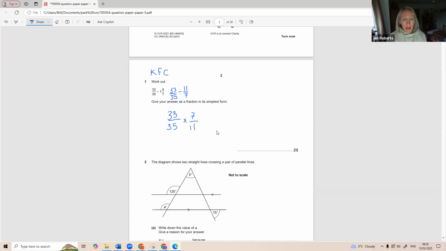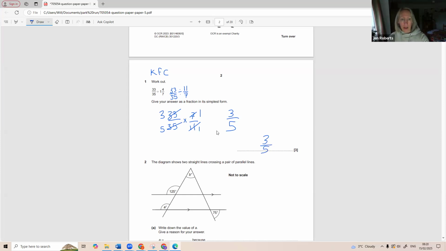So how many 11s divide into 33? It's just 3. How many 11s divide into 11? 1. I'm going to do the same over here with these opposite corners. They both have a factor of 7. 7 divided by 7 is 1. 7s into 35 is 5. And then 3 times 1 is 3. 5 times 1 is 5. So your answer should be 3/5 because it does ask for it in its simplest form.